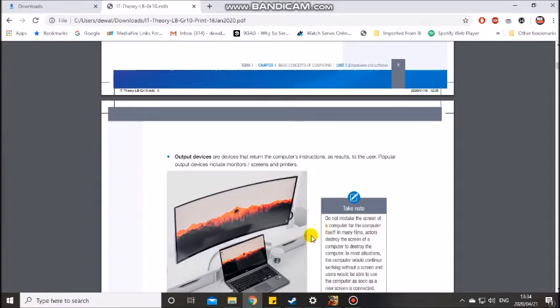Then our output devices. An output device is any device that returns the computer's instructions to the user. That can include monitors, printers, speakers, etc.